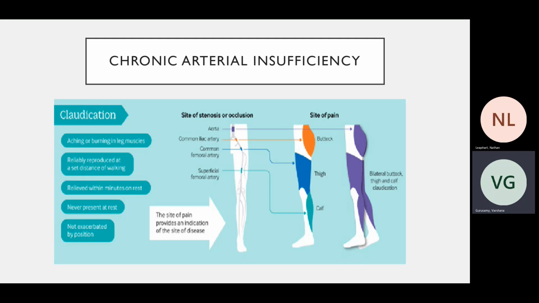So like if they have an occlusion in their common femoral artery, which is in the groin, then just distal to that would be the thigh. And that's where they feel that cramping pain. What we classically see is patients that have an SFA or superficial femoral artery occlusion or narrowing. So when they walk, they have cramping pain in the calf. So based on their symptoms, you can think about where you predict their lesion to be.